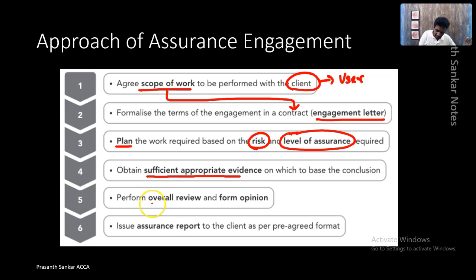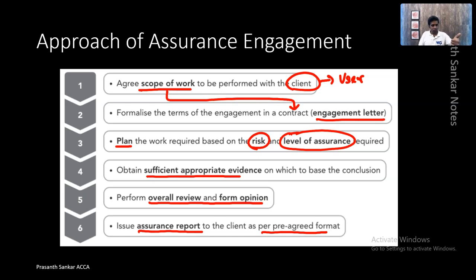Once all the evidence has been gathered, you perform an overall review and then form an opinion. Issue the assurance report to the client as per the pre-agreed format. So it's a 6-step process where everything is laid down very perfectly.